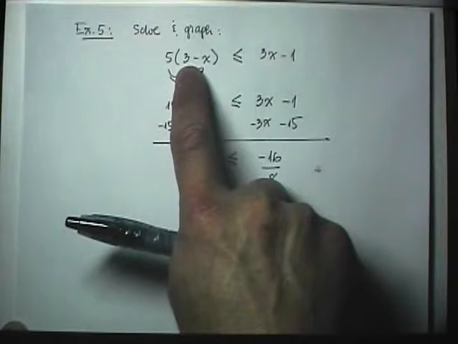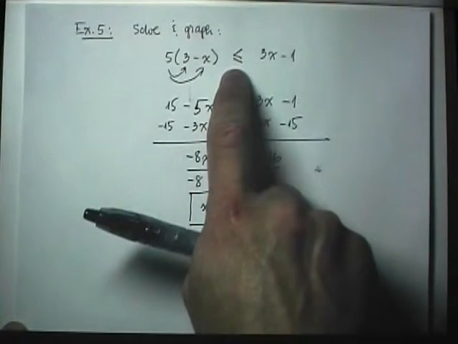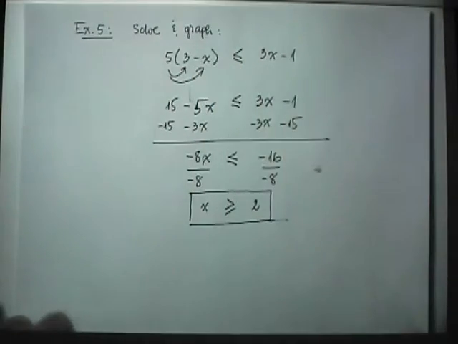meaning for any values 2 or higher, the left side of the inequality will be less than or equal to the right hand side of the inequality.